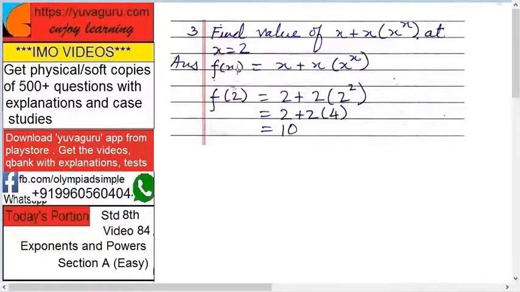So f of x equals x plus x into x raised to 8. But what we want is x equals 2. So it becomes f of 2 equals 2 plus 2 into 2 raised to 2. So 4 to the 8, 8 plus 2 is 10. So f of 2 equals 10. That is the answer.